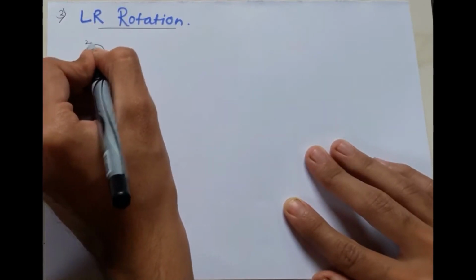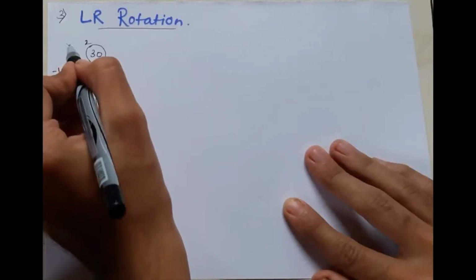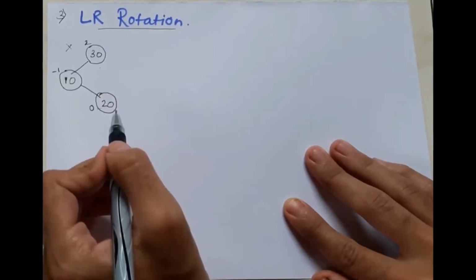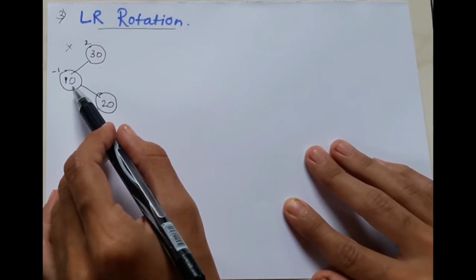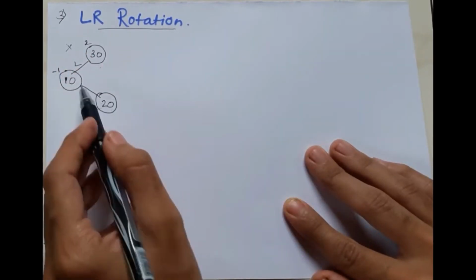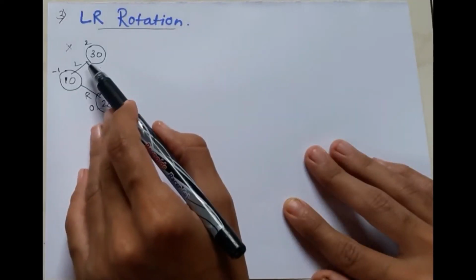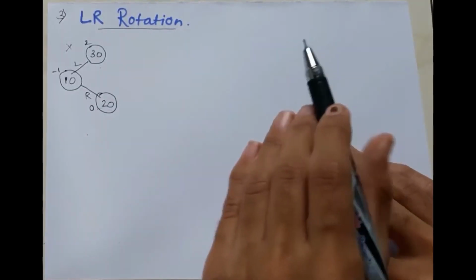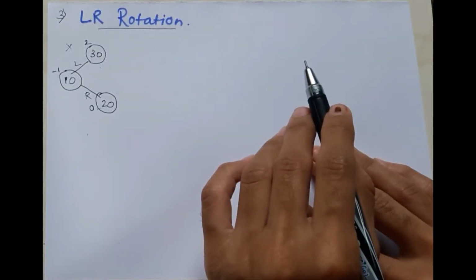So 2. Okay. Now the balance factor for this node is 2, which is not acceptable. So this tree is not balanced, right? Now why it is not balanced? Because 10 is attached as a left subtree for 30 and 20 is attached as a right subtree for 10. Okay, so this is LR type of imbalance. For that reason, we'll perform LR rotation.